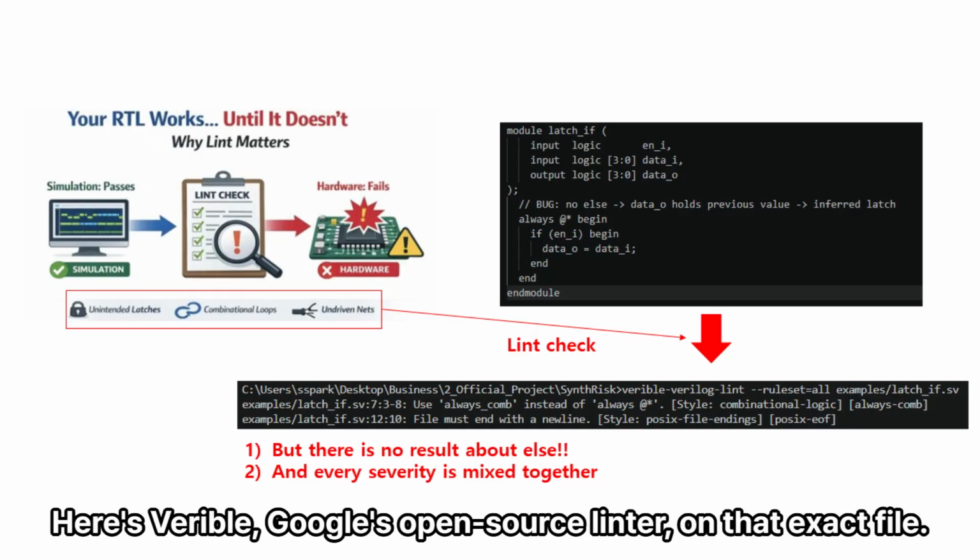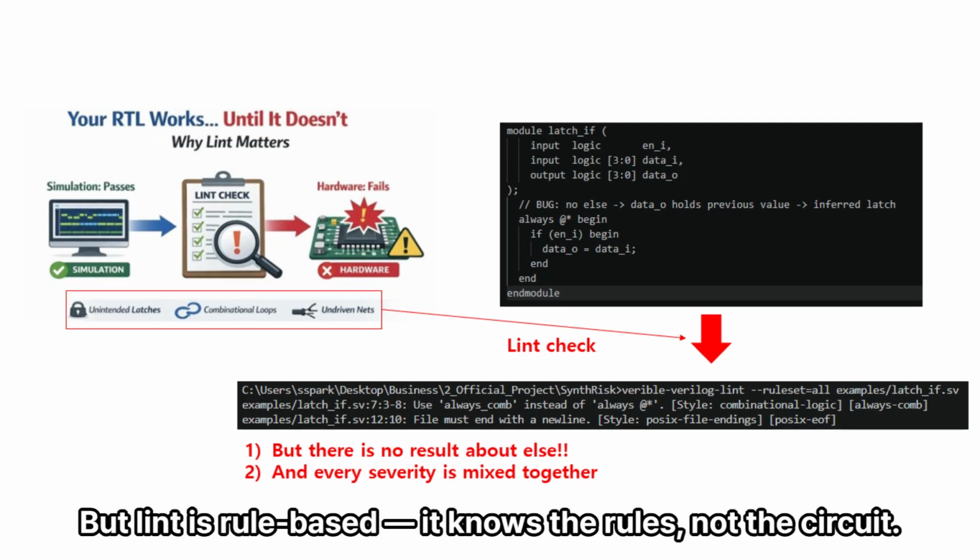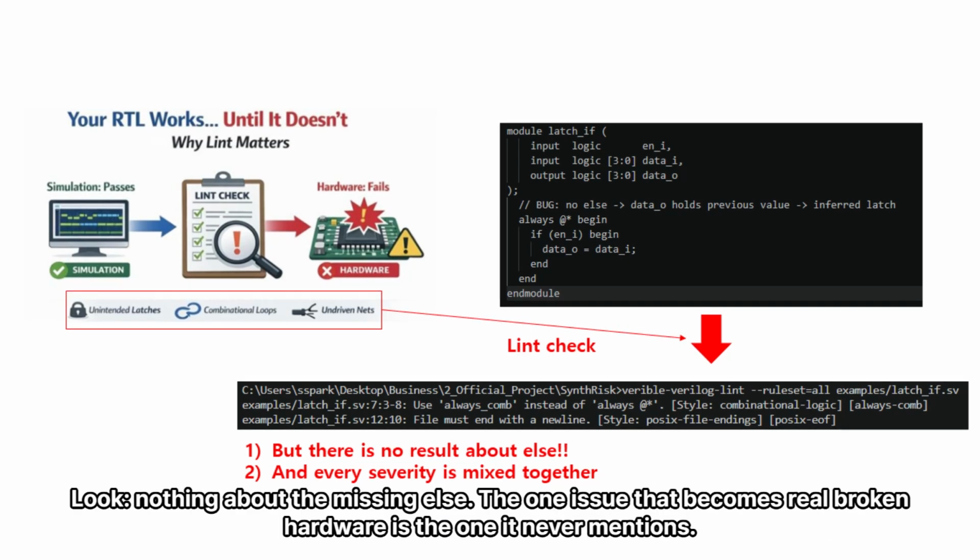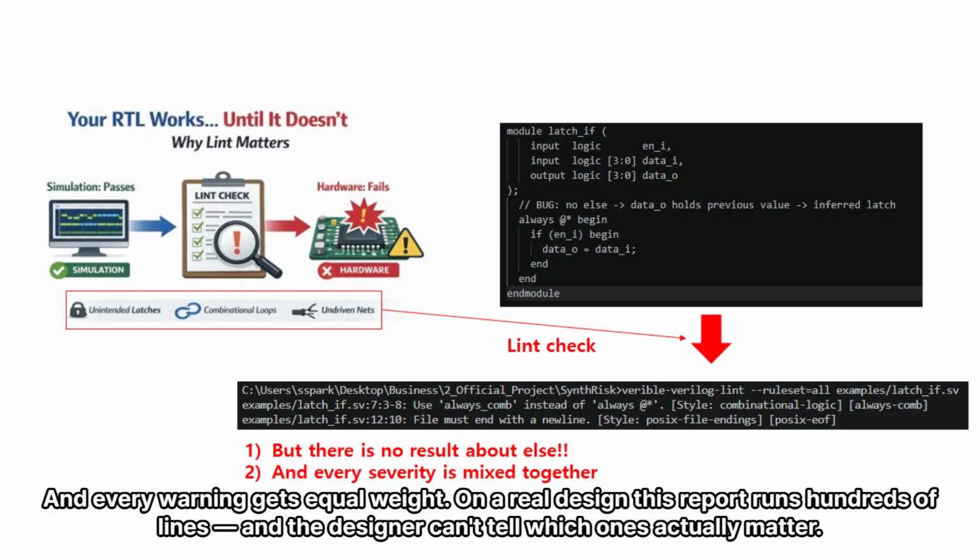Here's Verible, Google's open source linter, on that exact file. But lint is rule-based. It knows the rules, not the circuit. Look, nothing about the missing else. The one issue that becomes real broken hardware is the one it never mentions. And every warning gets equal weight. On a real design, this report runs hundreds of lines, and the designer can't tell which ones actually matter.